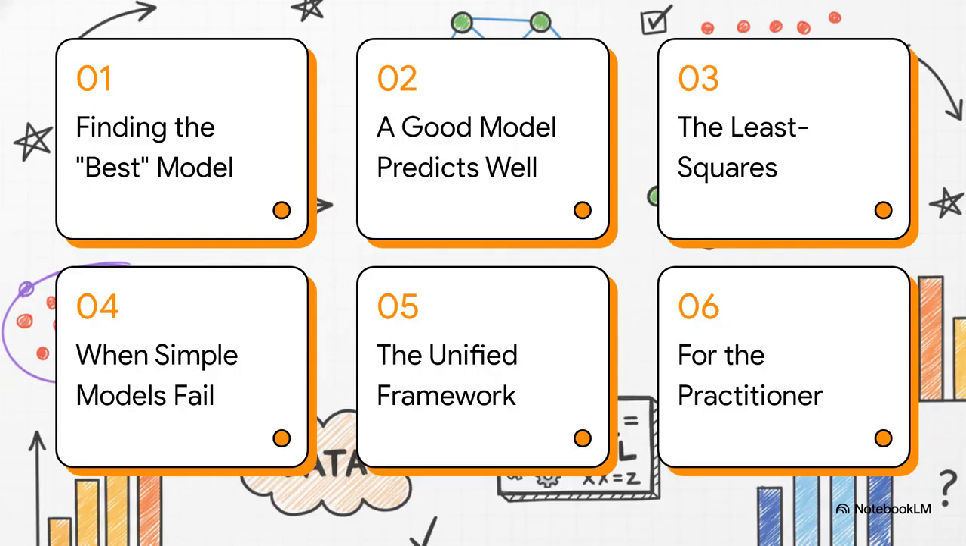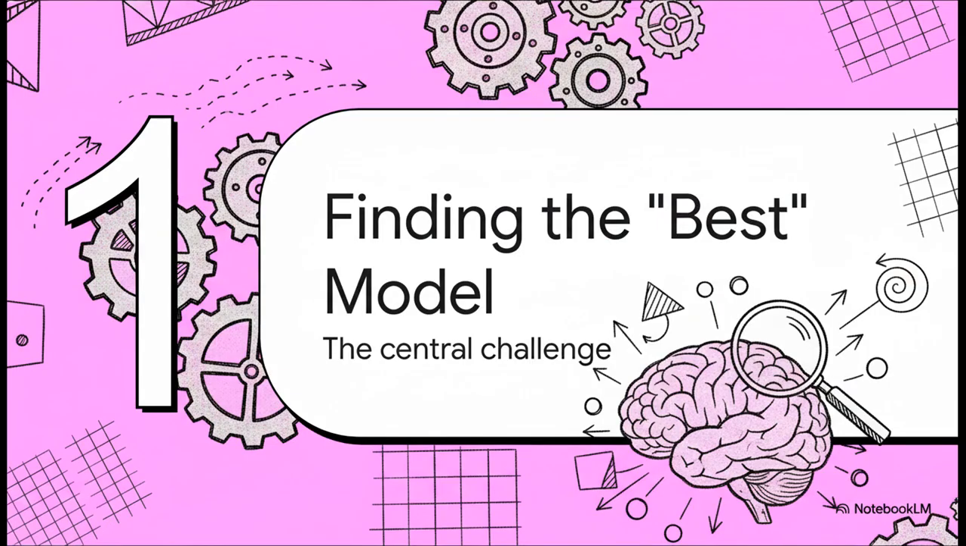So here's our game plan. We're going to start with the big question. What does best even mean when we're talking about models? From there, we'll lock in our guiding principle. Good models are good predictors. Then we'll dig into the absolute bedrock of all of this, the least squares method, see where it starts to break down in the real world, and then this is the cool part. We're going to pull it all together into one unified framework that really puts you, the practitioner, in the driver's seat.